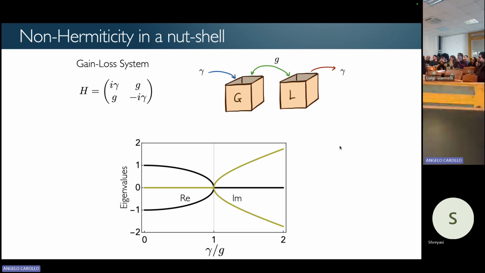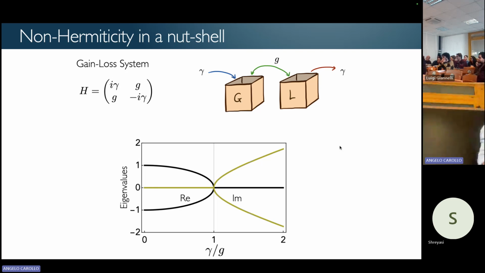If you look at the spectrum of this very simple Hamiltonian, you see that as you change the value of gamma and g, there is a part of the spectrum in which the eigenvalues are real, and a part in which the eigenvalues differ just by the imaginary part. In between, there is one sweet spot in which the eigenvalues coalesce and go to the same value, which seems kind of boring from the Hermitian point of view, but here something happens that in Hermitian physics cannot happen.